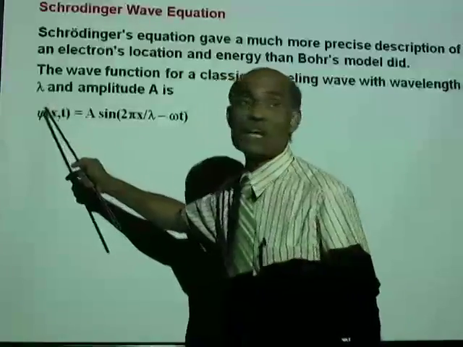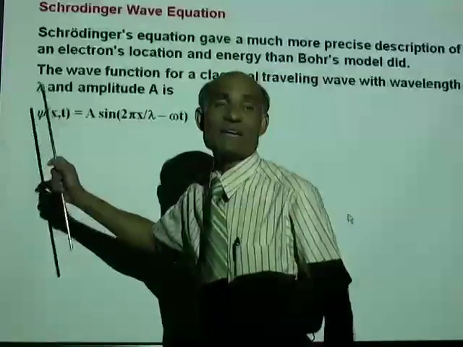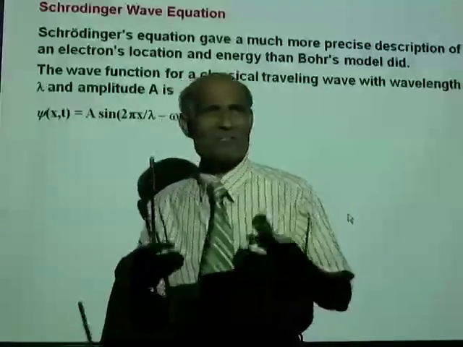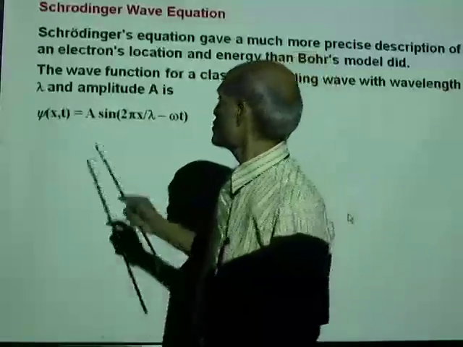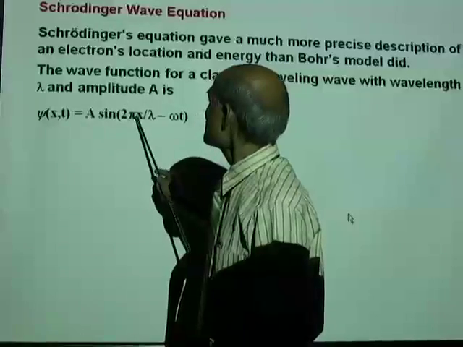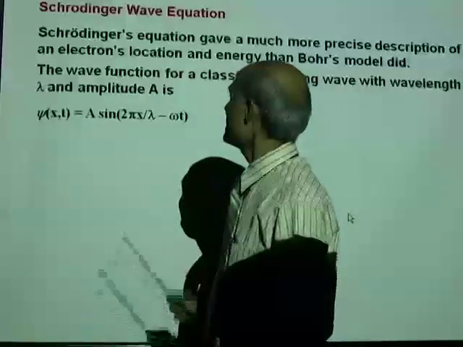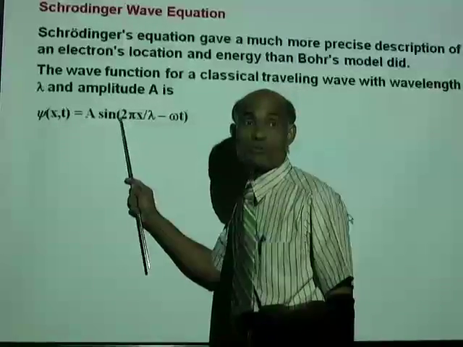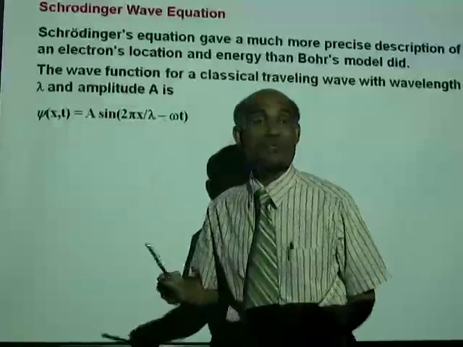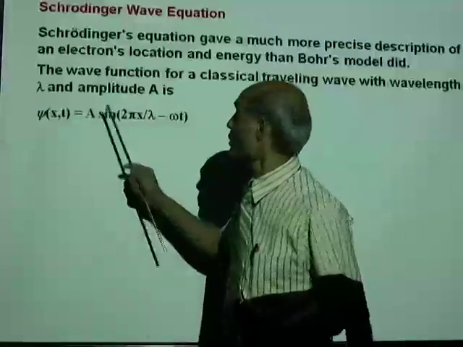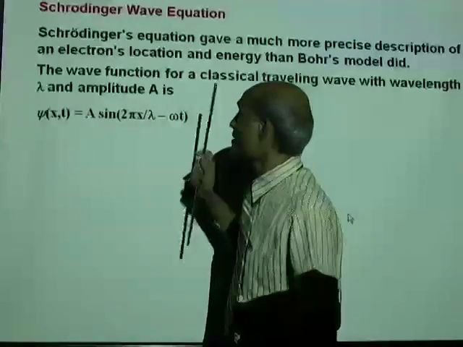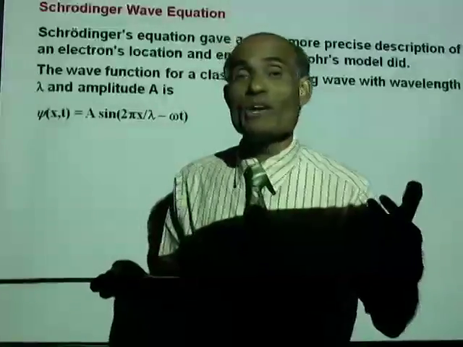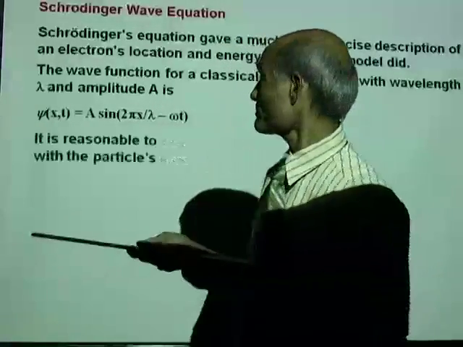Psi of x, t, in place of y, the displacement, I use the letter psi. In fact, that is Schrodinger's notation. It is a sine of 2 pi x over lambda minus omega t. Now, this is the same: 2 pi divided by lambda is the wave number k. So a sine of kx minus omega t, that is the normal description of a wave we discussed earlier.